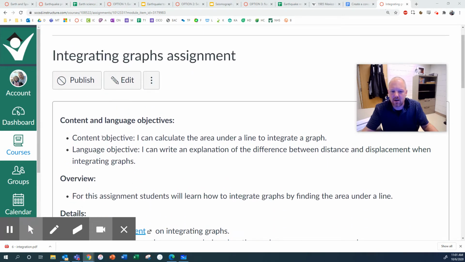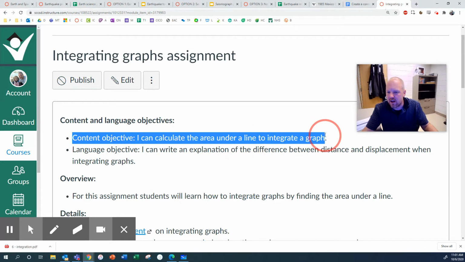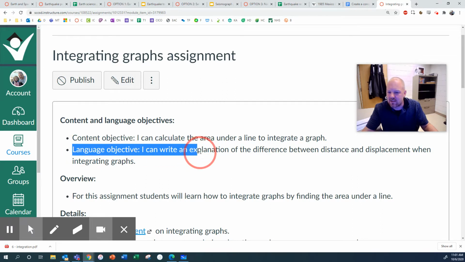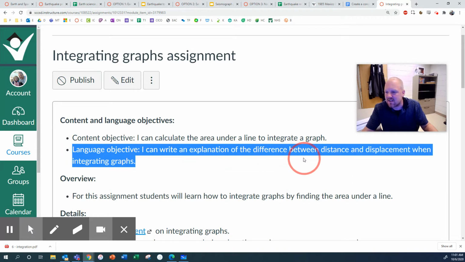So first off, our content and language objectives. Our content objective is I can calculate the area under a line to integrate a graph. And our language objective is I can write an explanation of the difference between distance and displacement when integrating graphs.